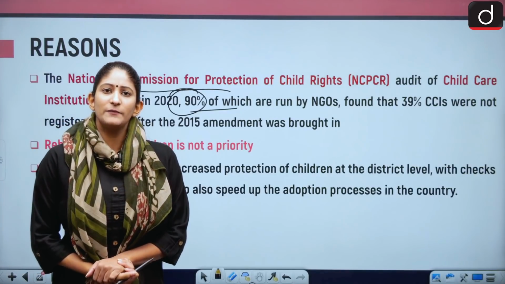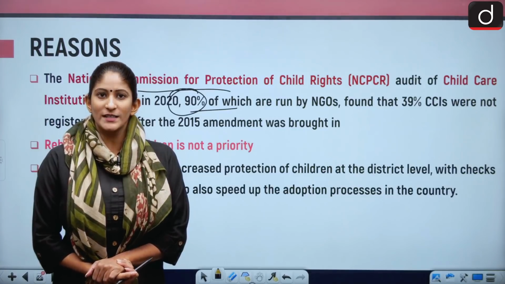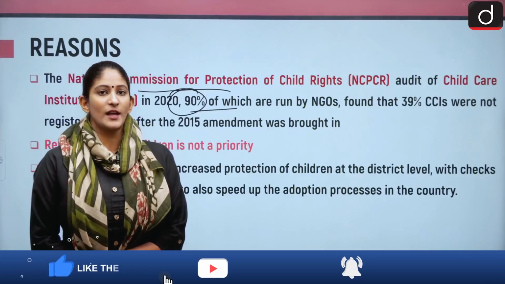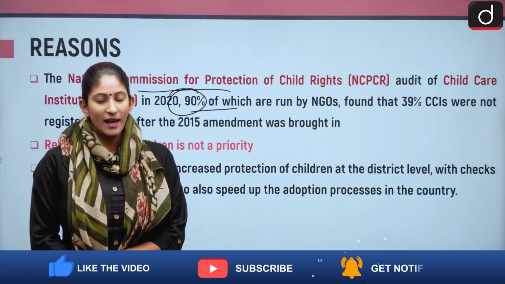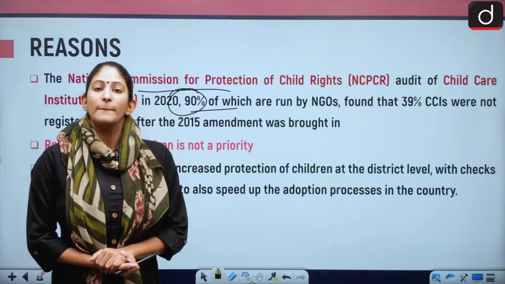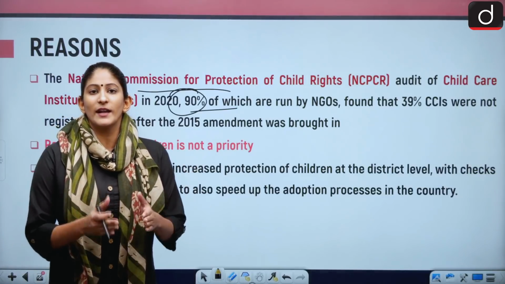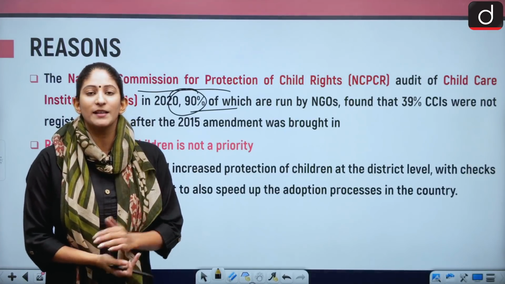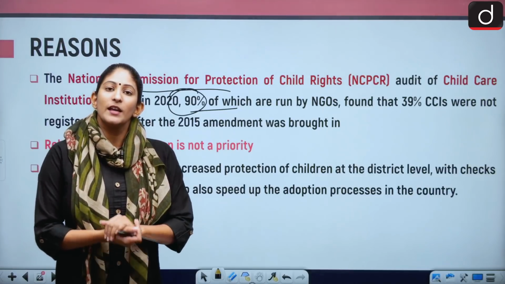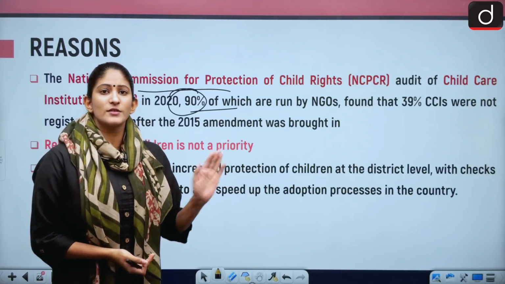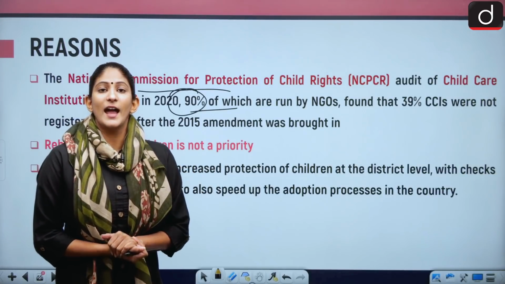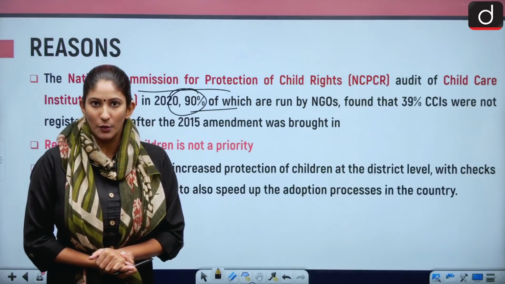So, the 2015 amendment was brought in order to replace the Hindu Adoption and Maintenance Act of 1956 and the Guardians and Wards Act of 1890 for Muslims. But that was in order to streamline adoption, not replace. Those acts could not be replaced by this act. So, in order to enhance adoption, there were certain causes because of which the act could not be as efficient as it was thought out to be.